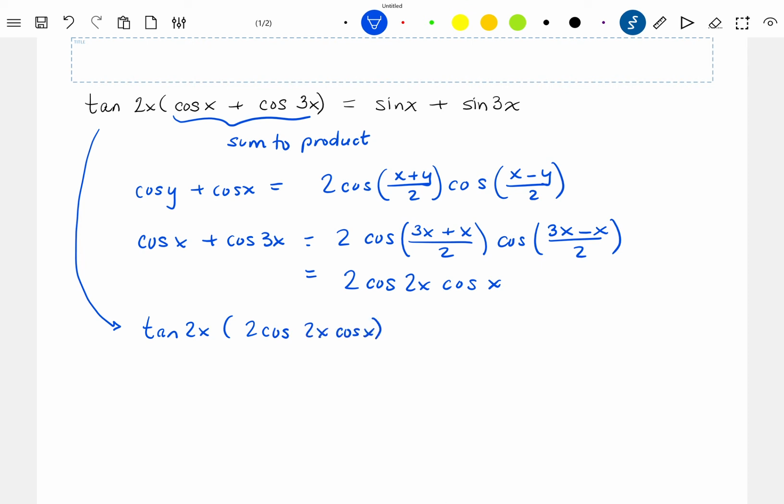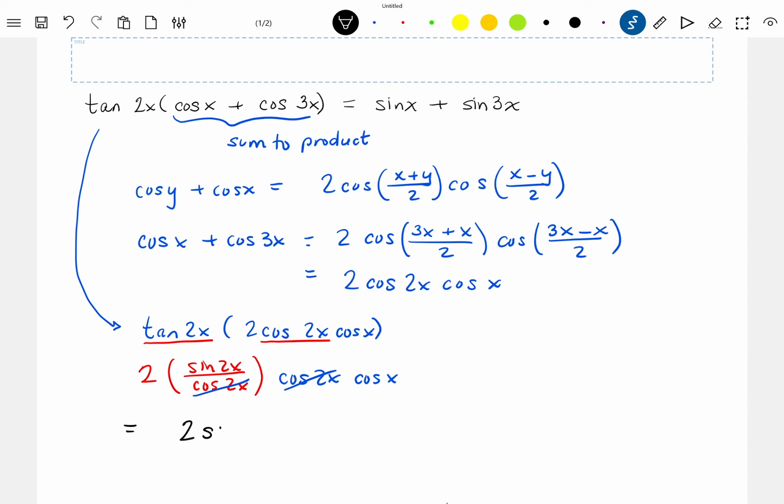So not bad, because now you notice that these two expressions right here have the same angle. And it turns out that tangent times cosine does simplify. So I'm going to rewrite this as 2. I'm going to rewrite the tangent as sine 2x over cosine 2x. And I'm going to write the rest of this as cosine of 2x times cosine of x. And what we notice is the cosine of 2x's cross out, which we did definitely want. We wanted something simpler that didn't contain a tangent. So now we're down to 2 sine 2x cosine x.